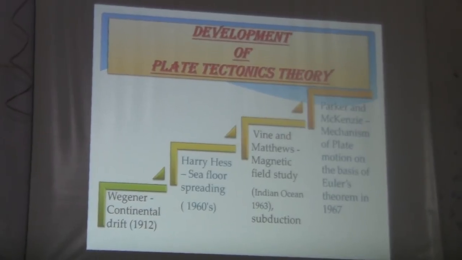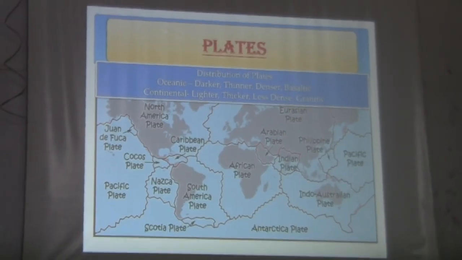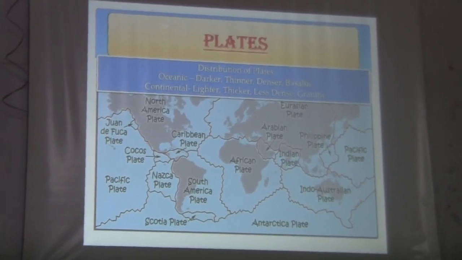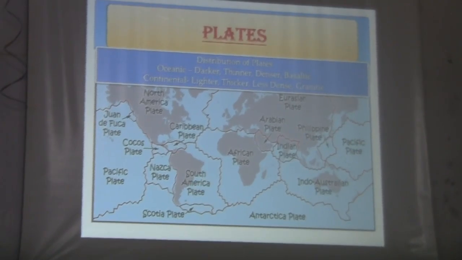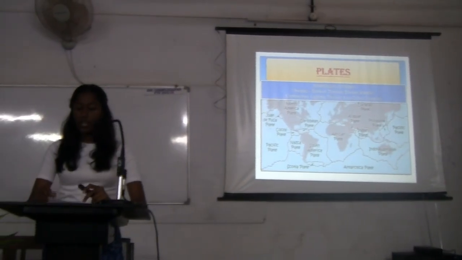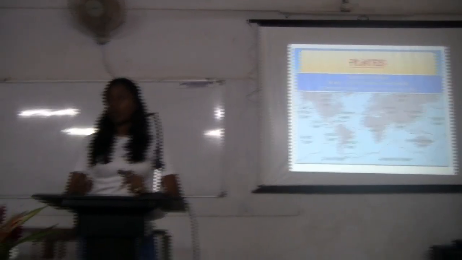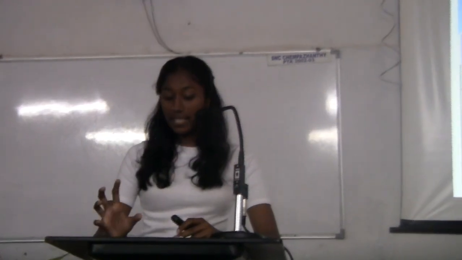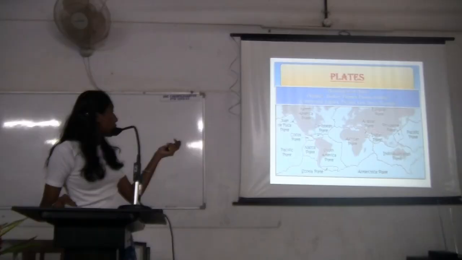And the next was plates. Here the word plate was put forward by a Canadian scientist, J.T. Wilson, in 1965. Here we can see the distribution of plates. We divide plates into oceanic crust and continental crust. Oceanic crust is darker, thinner, denser and basaltic due to its composition. The basaltic composition and the presence of magnesium and iron give a denser, darker color, and the thickness is about 5 km.